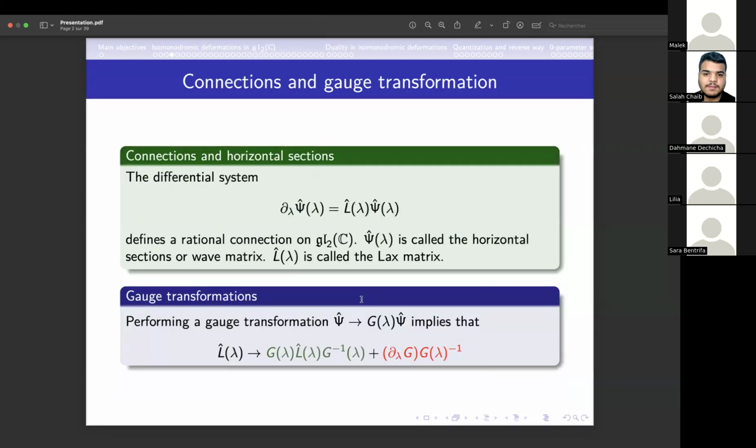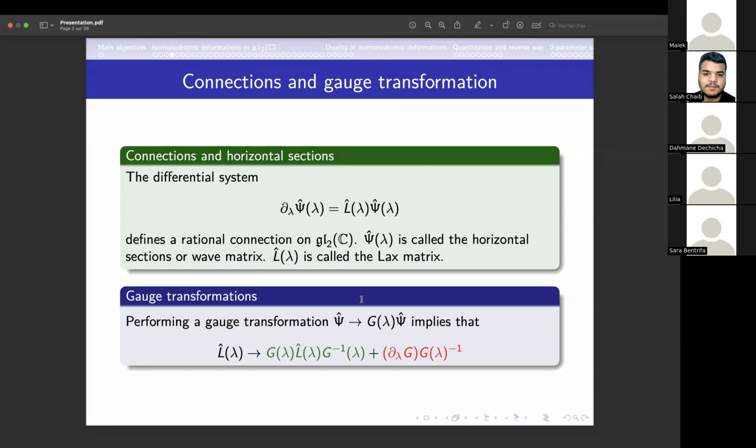So upon choosing a trivialization of the bundle, my system is going to be like this. You may ask me, okay, why are you now using lambda rather than z? Well, lambda is just thought of as the local coordinate. Around infinity, z is equal to lambda minus 1. This is why I'm now using lambda rather than z, and you will be able to see that very soon in the next slide. So this defines the rational connections on GL2C. Psi of lambda is called the horizontal sections or a wave matrix, and L of z is called the Lax matrix.